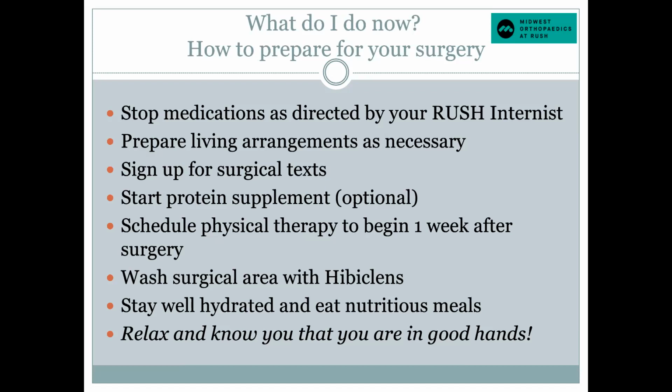So what do you do now? How do you prepare for your surgery? First, you will stop your medications as directed by your Rush internist. They'll go through your entire list and tell you which ones to hold before surgery. Prepare your living arrangements accordingly. Remove any rugs that might be bundled up, anything you can trip over. Sign up for our surgical text. Start your protein supplement if you're going to do that, completely optional. Schedule physical therapy to begin 1 week after surgery. Wash your surgical area with Hibiclens. Stay well hydrated and eat nutritious meals. And relax and know that you are in great hands.